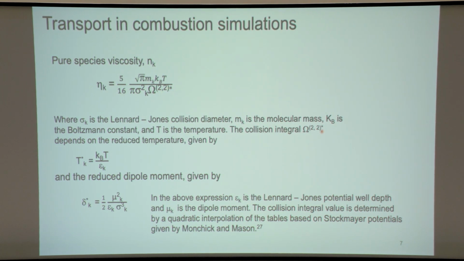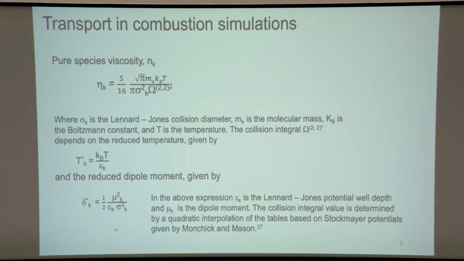This sigma 22 star is based on the reduced temperature, which is a function of epsilon, the potential well depth. So now we have two parameters, sigma and epsilon, to get the overall viscosity. You can see this epsilon is convoluted inside of this collision integral, which we have to look up inside of a table.